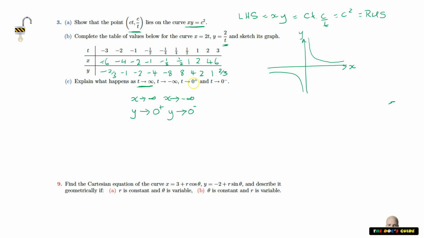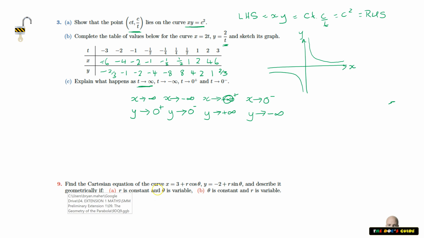When t heads to 0 from the positive side, so that's getting closer and closer in here, then what we notice is that the x value goes towards 0, and the y value goes off to plus infinity. And as t heads towards 0 from the negative side, again the x value heads towards 0. Once again we could say 0 plus side, 0 minus side, and the y value shoots off to minus infinity.